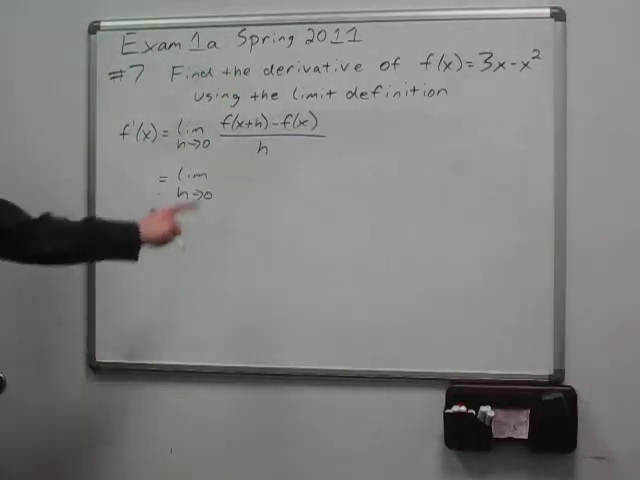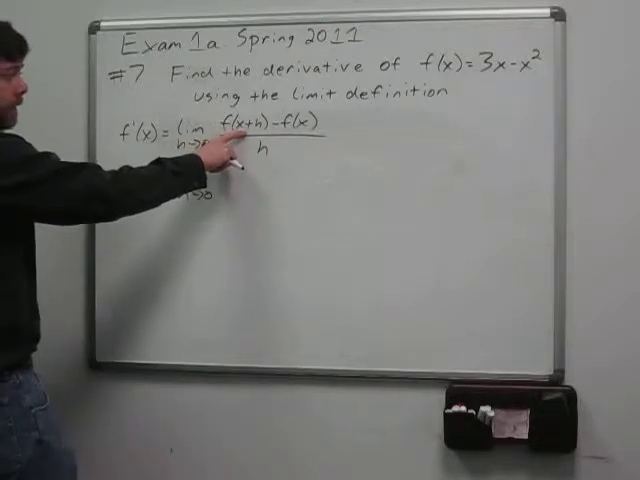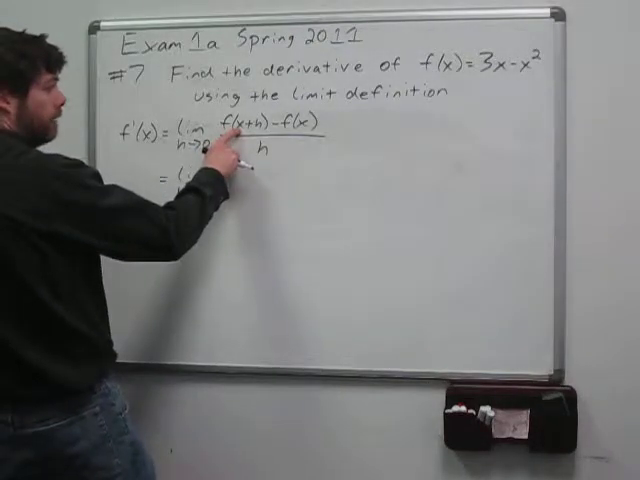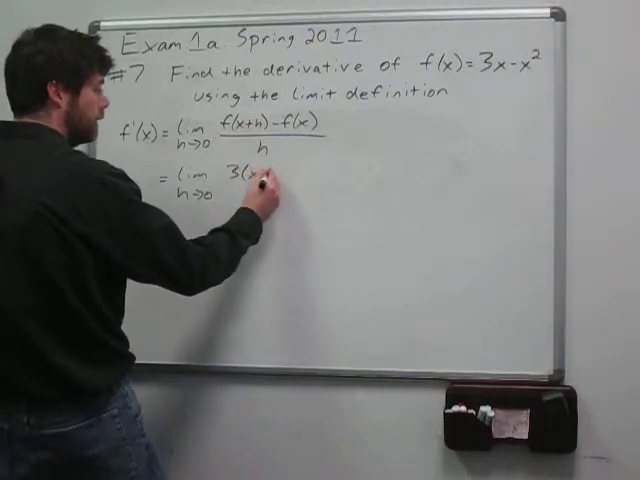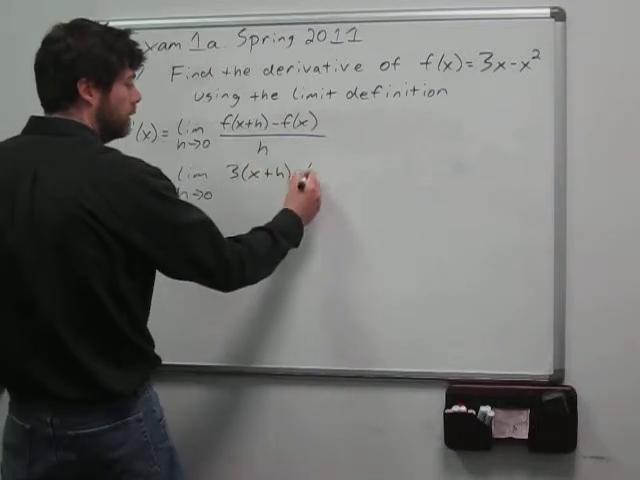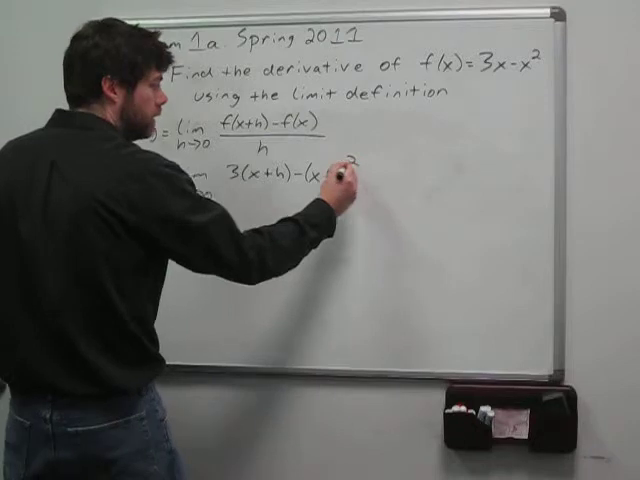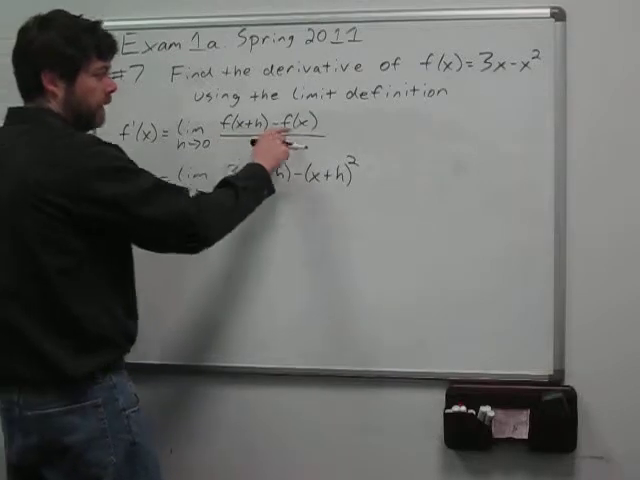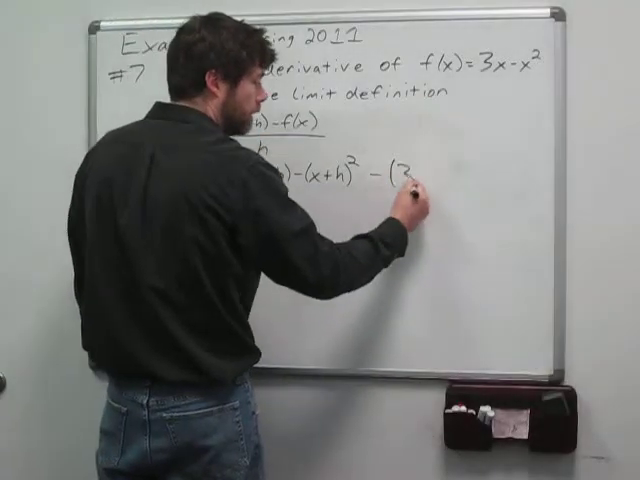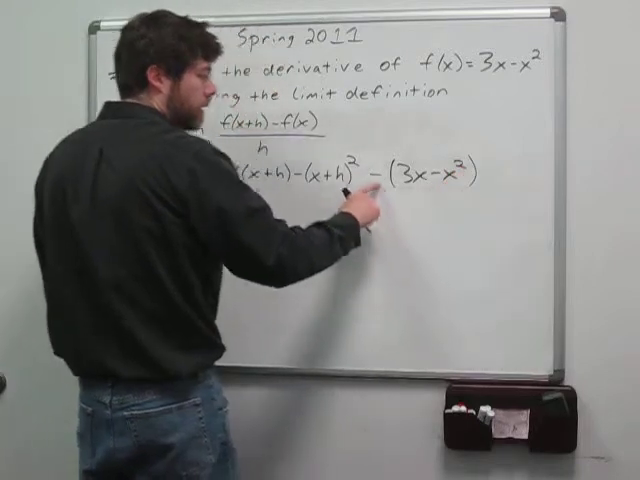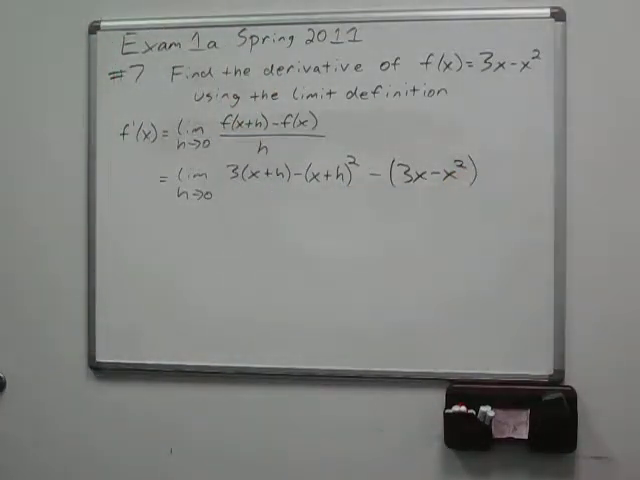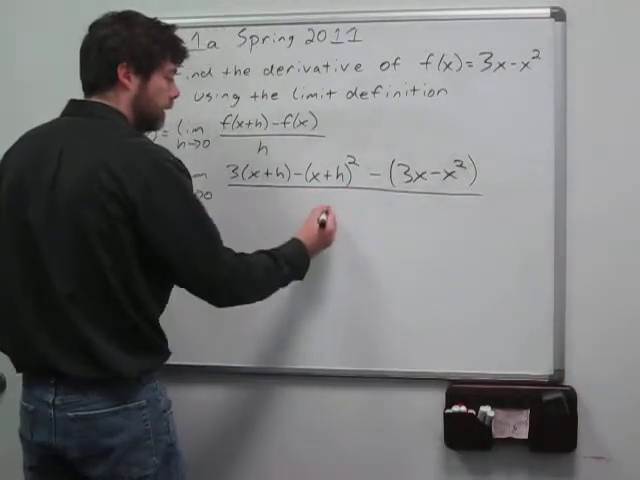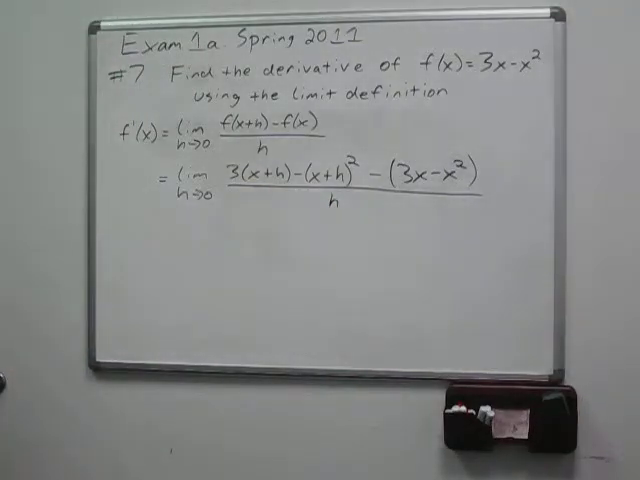Okay. So f of x plus h, that tells me to take x plus h and plug it in to every instance of x. So f of x plus h here is 3 times x plus h minus x plus h squared. So there I've translated the f of x plus h, and I need to subtract the function that I'm working with. So I'll subtract that function, and I'm going to use parentheses to preserve distribution of this negative 1 here. And this entire expression is divided by h.